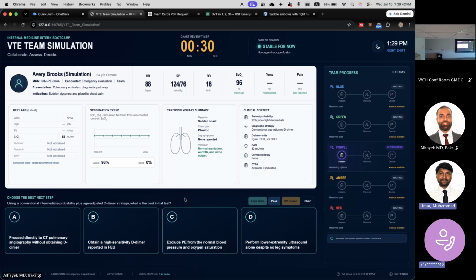All right. So using a conventional scoring or probability system plus age-adjusted D-dimer, we're going to talk about it. What is the best initial test? Is it CTPE without obtaining D-dimer? Is it D-dimer? Is it you just exclude PE because the patient is looking fine? Or do you do a lower extremity ultrasound to see if there's DVT?